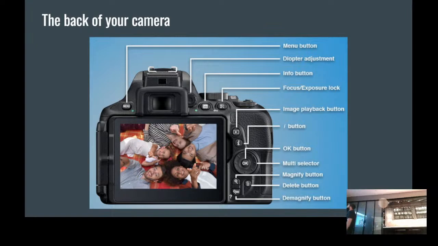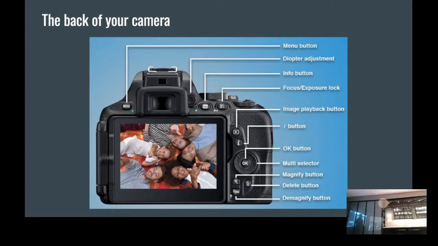Now after you've taken pictures, and you want to look back at them, that's where the image playback button comes in. Usually it's a square with a triangle on the inside. That's your way of looking through your memory card and seeing what you took. From there you can use the multi-selector, which is usually a ring on the camera, and you can start funneling through those pictures to see which one you have.